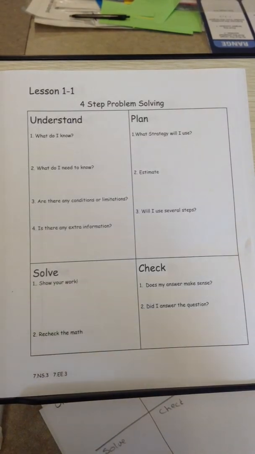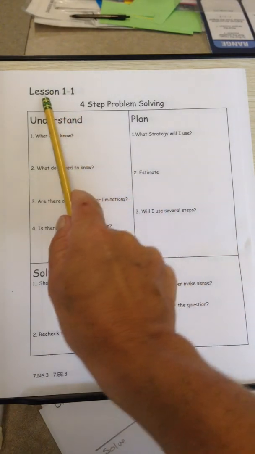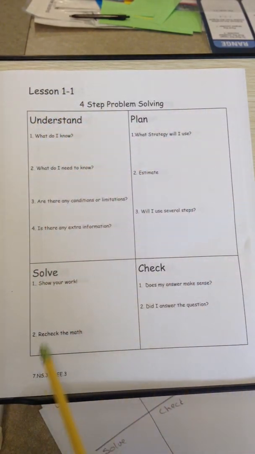Okay, this is our first video, Lesson 1-1, the four-step problem-solving process. And I went ahead and gave you this graphic organizer for this lesson, but there will be times that I do not give you a graphic organizer, and you'll be expected to copy down the notes exactly the way I do in the video. So if I didn't give you this graphic organizer, you would actually copy all of this down on a piece of notebook paper very neatly with the lesson number, the title, and then the notes.